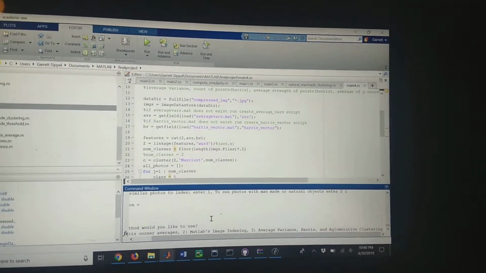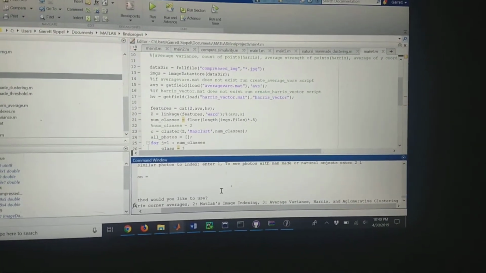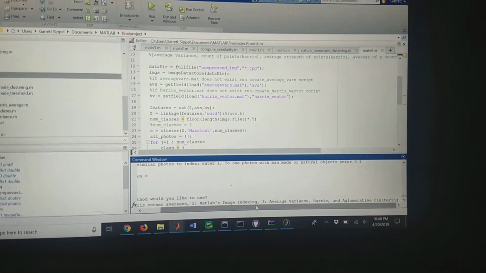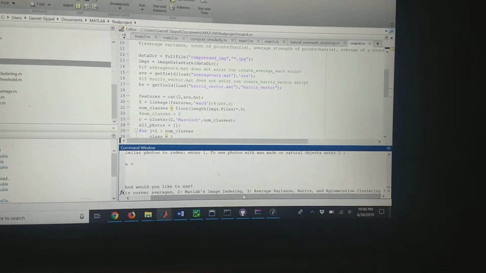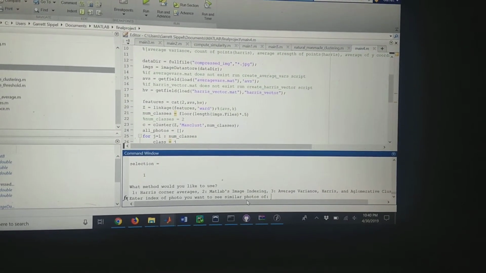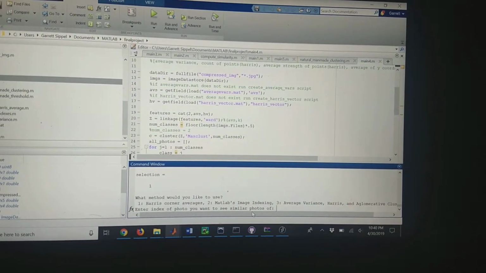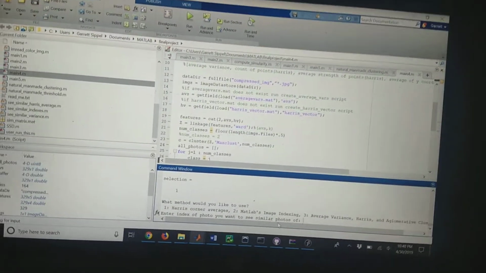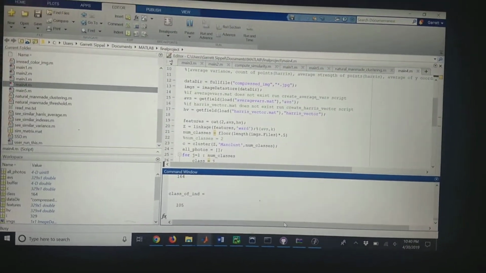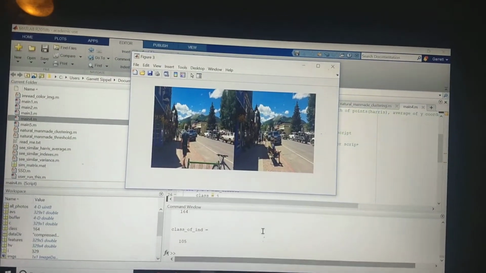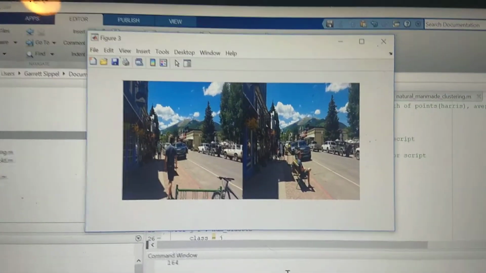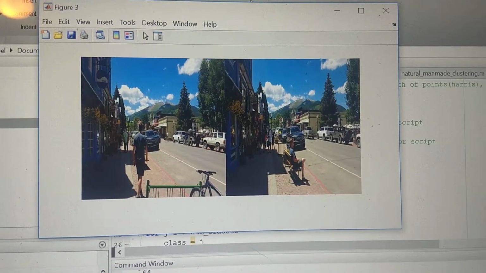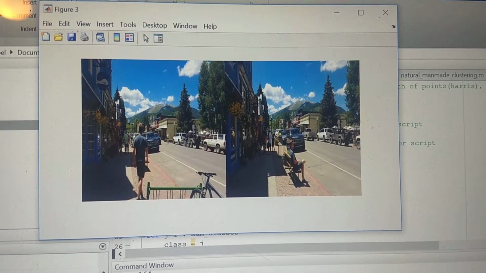So to see similar images, enter 1, and then these are the 3 different methods I have to do it. Number 3 is what I'm talking about right now. This is just saying enter an index of a photo you want to see similar photos of. I don't know, I'll just pick something, I guess 80. And it actually did an okay job. I would say that those 2 images are pretty similar. It seems to be the same scene.